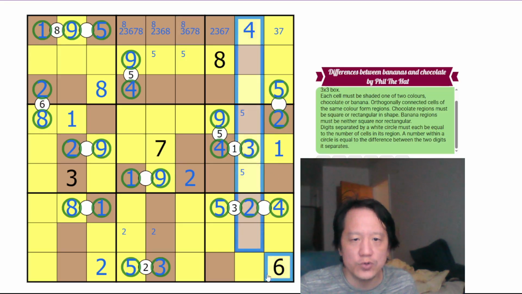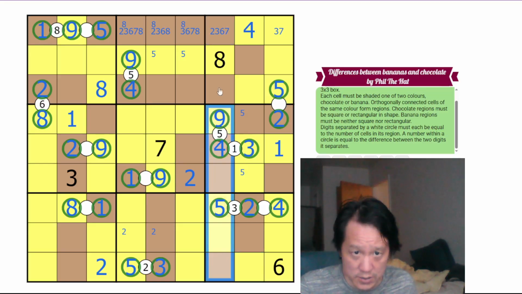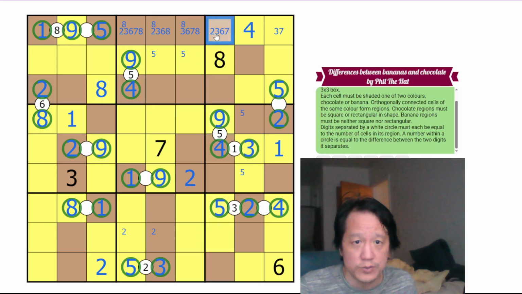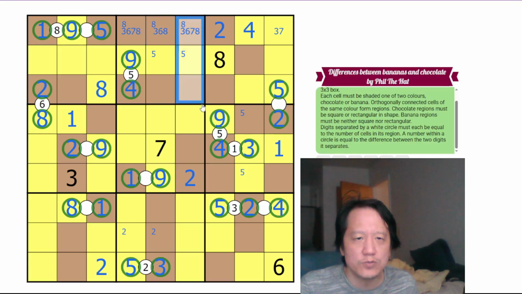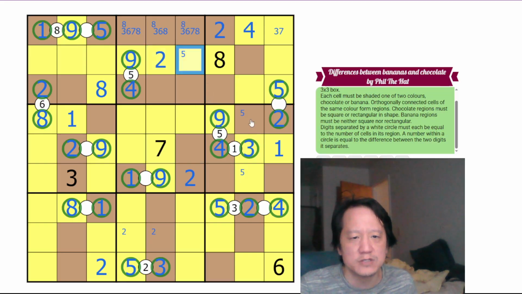Where is 2 in column 7? Can't be here because of 2's in the boxes. Can't be here because of 2 in the rows, so 2 has to be here. That eliminates 2 from being here, and 2 from being here. So where is 2 then in box 2? Can't be here, can't be here, can't be here because of 2's in the rows and columns respectively. So 2 has to be here, which means this can't be 2.